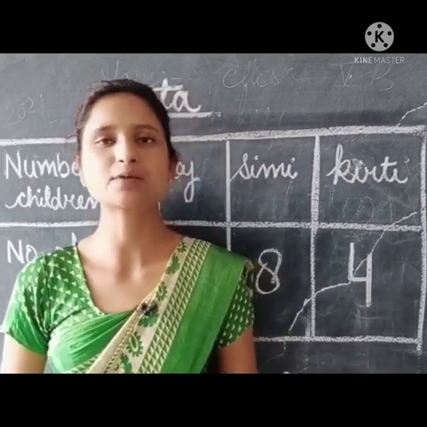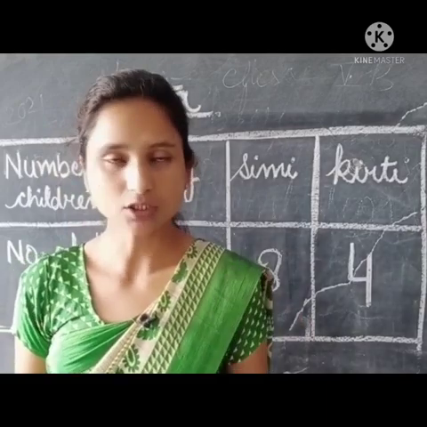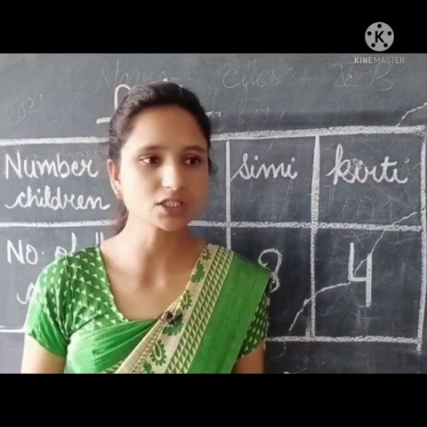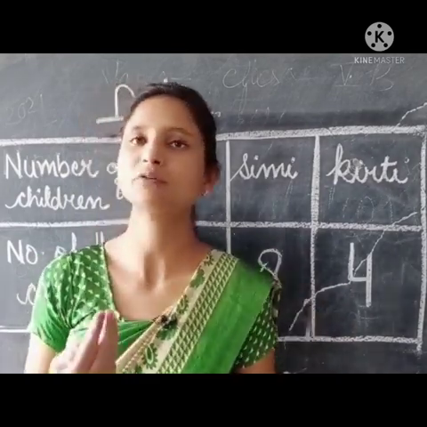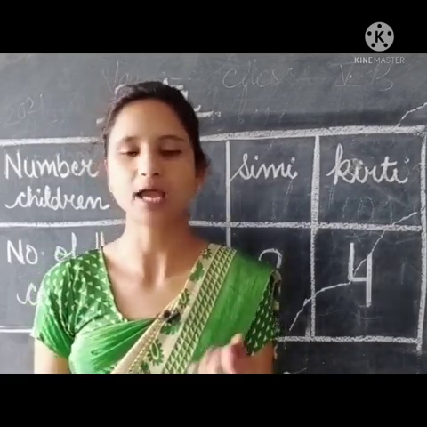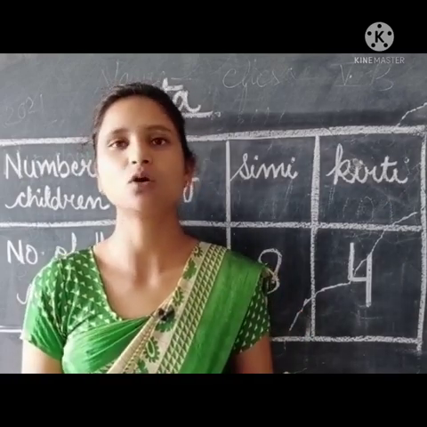Let us revise. Data representation is the method of representing any information in the form of pictures, in the form of graphs, in the form of charts, or in the form of numbers. That is called data representation. And what is data? The information that we collect is called data.